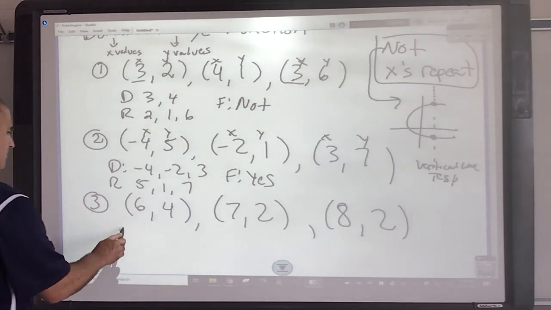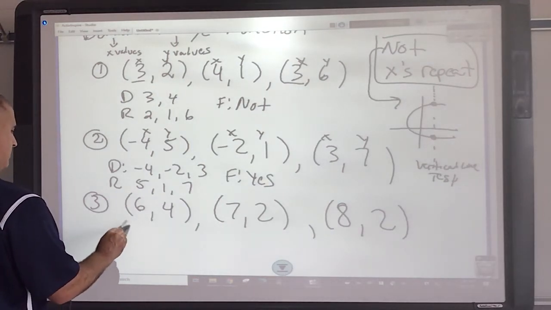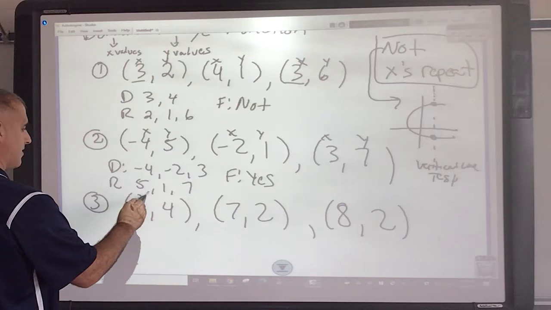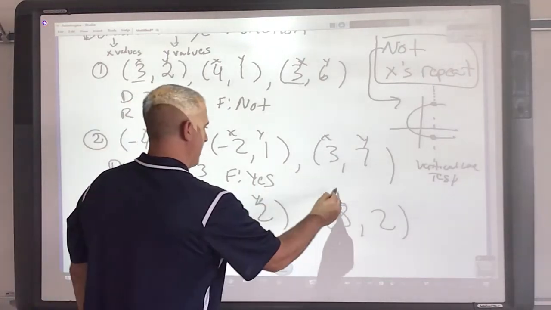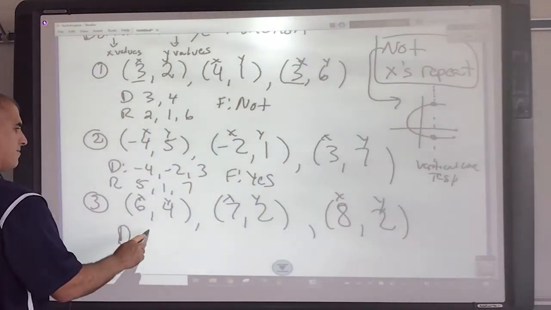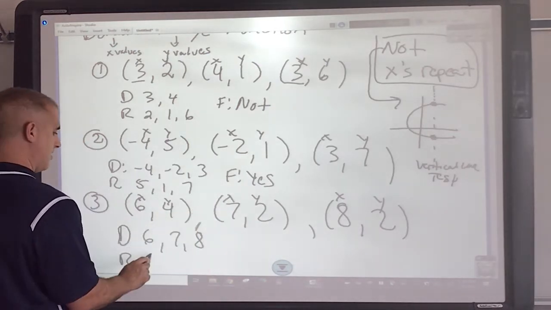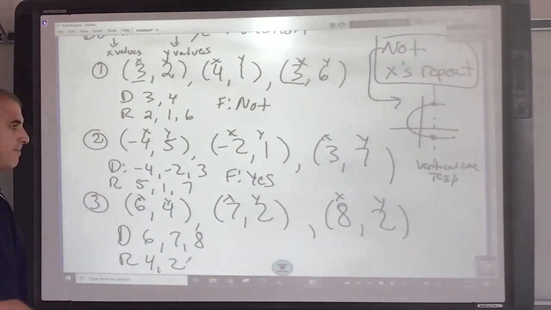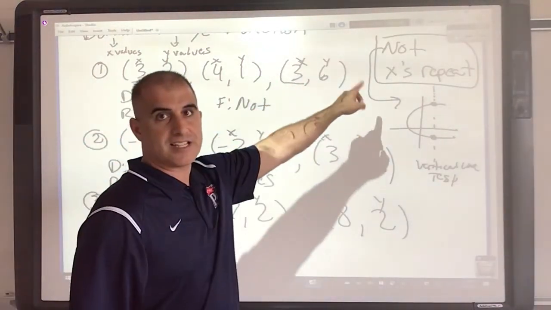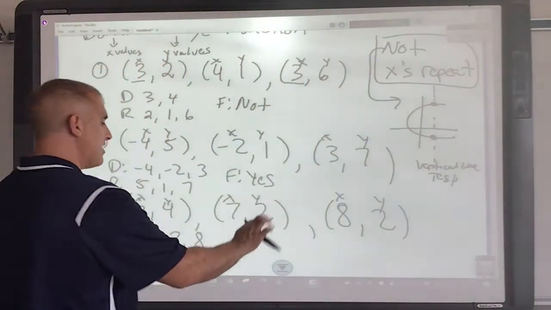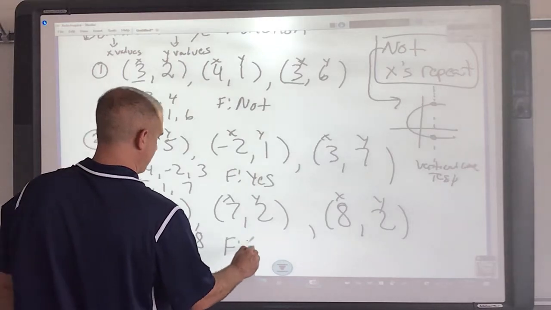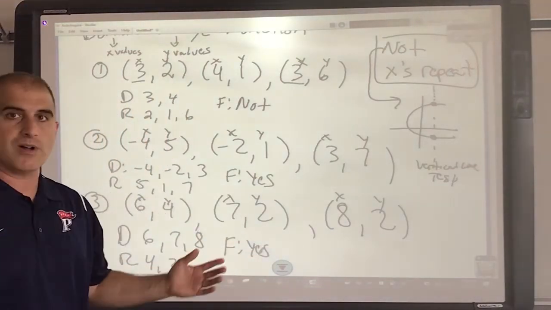Domain, range. So x, y, x, y, x, y. My domain is 6, 7, and 8. My range is 4 and 2. Now, some people get tripped up by this. Remember our rule: x is not repeating. Y's are okay. So as a function, this is a yes. That's an Algebra 1 concept.